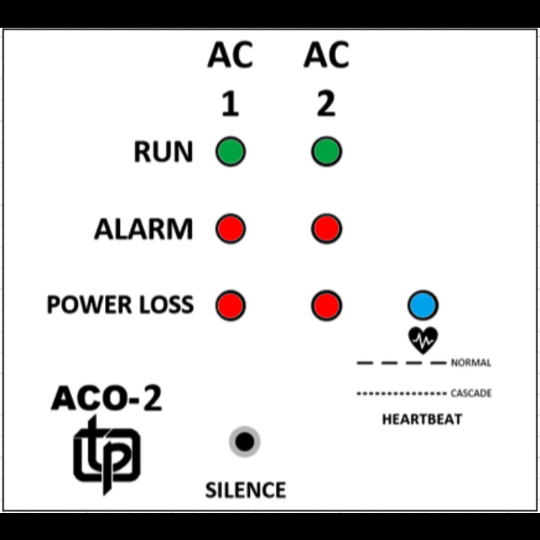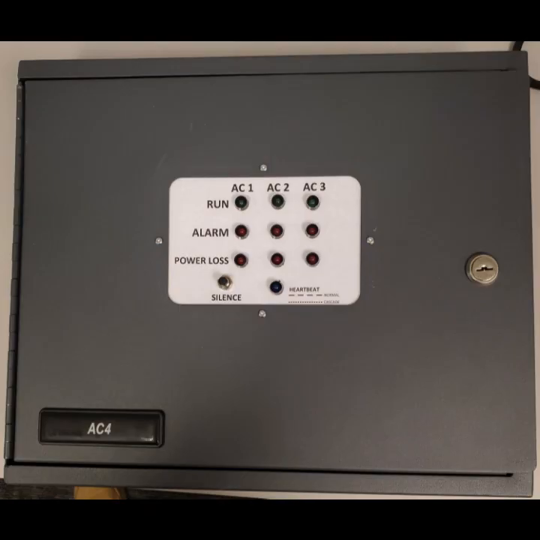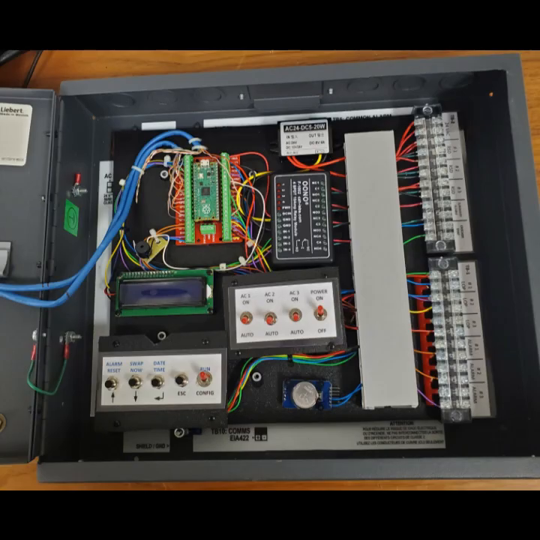The ACO is available as a 2-unit model, ACO 2, or a 3-unit model, ACO 3. Also, if you currently have a Liebert AC4 controller, Tech Plan has a kit to replace the electronics in the AC4 enclosure with the ACO 2 or ACO 3 electronics. This is much easier than replacing the whole unit.